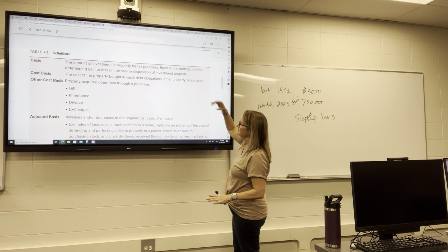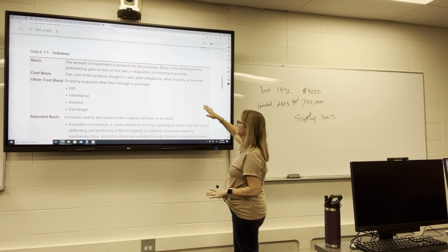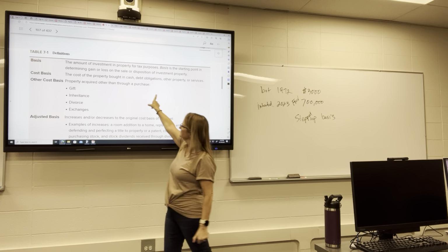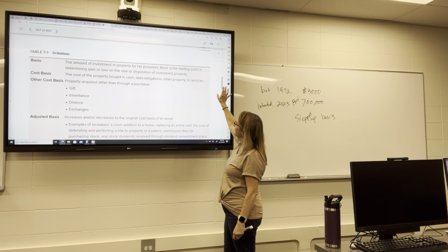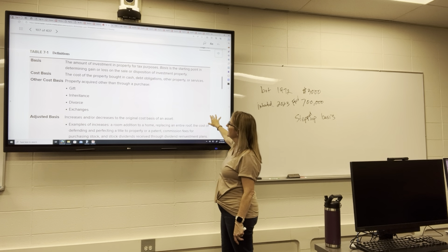This is just some of the definitions that we'll go through. So let's see, what do they say here? Again, basis is a starting point. We talked about that.